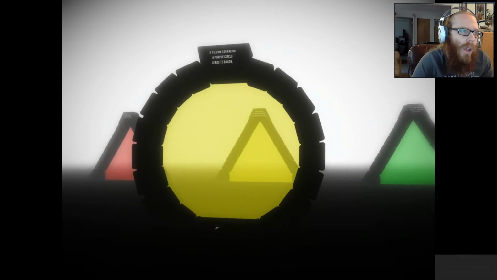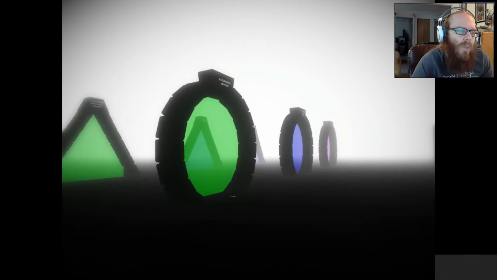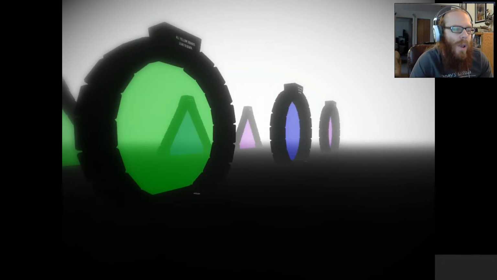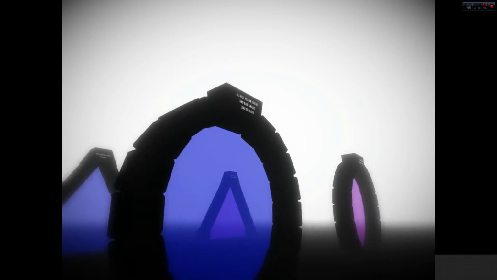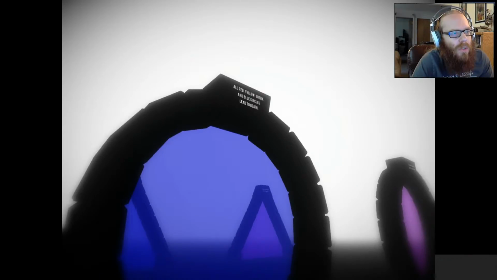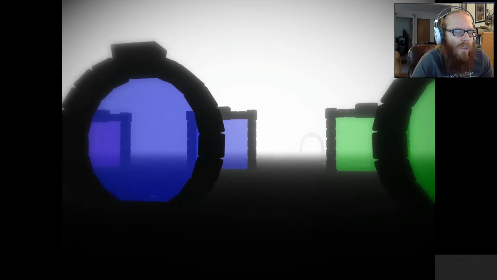What's this one say? A yellow square or purple circle leads to bacon. Well, you're obviously wrong as well. So it's got to be one of those two green ones, I'm pretty sure. But I'm not certain I know how to determine. All red, yellow, green, and blue circles lead to death. Well, you're wrong, because one of the green circles has to lead to bacon. I'm hoping this one will give me some sort of a tip-off here.